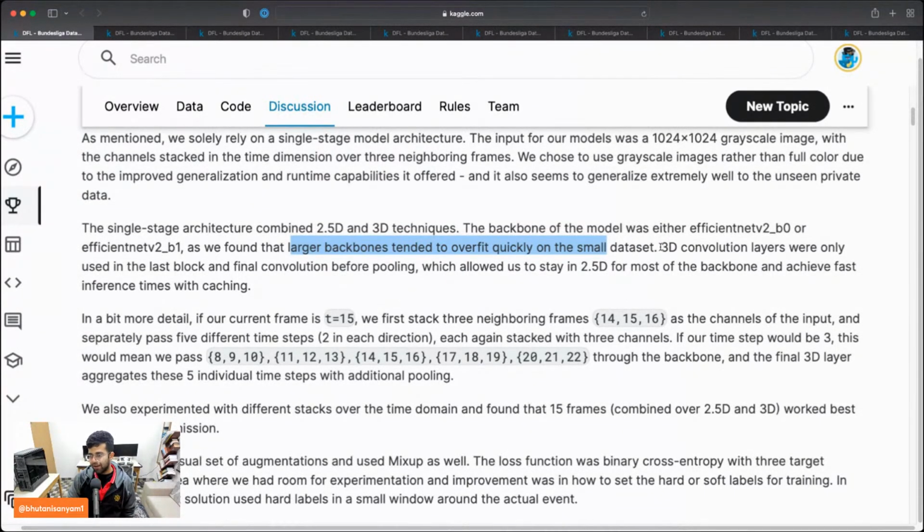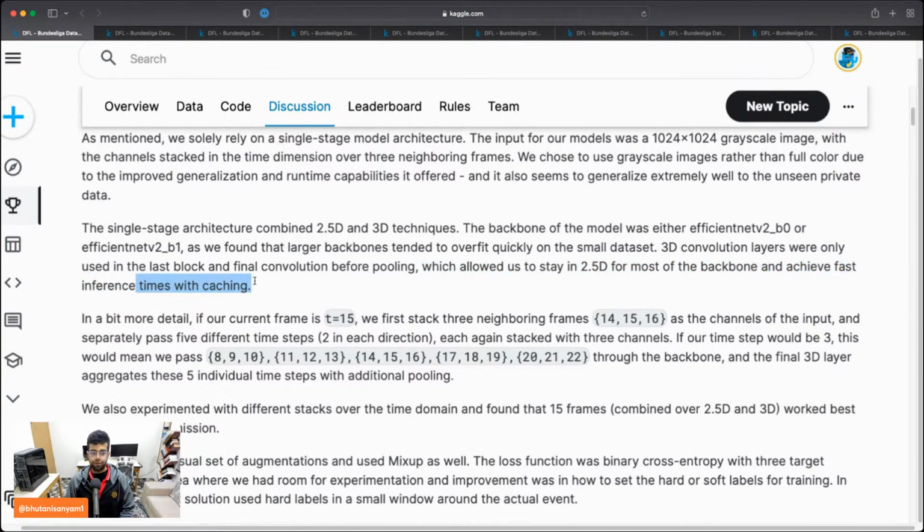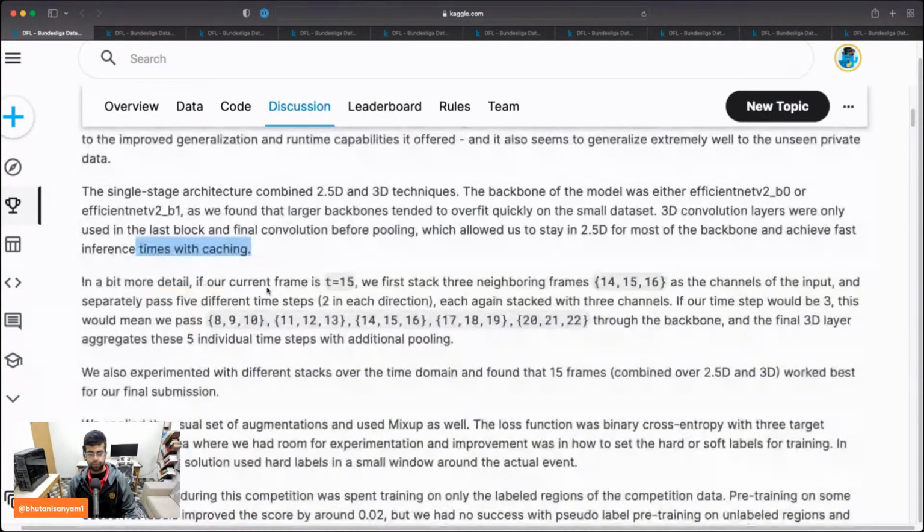Let me know. They say 3D convolutions were only used in the last block and the final convolution before pooling, which allowed them to stay in 2.5D for most of the backbone. So this allowed them faster inference times, and that's one of the key reasons. If you go into 3D, you can expect more runtime, and you're limited to 9 hours of inferencing, right? And they had also done some other techniques to speed up their inference time.